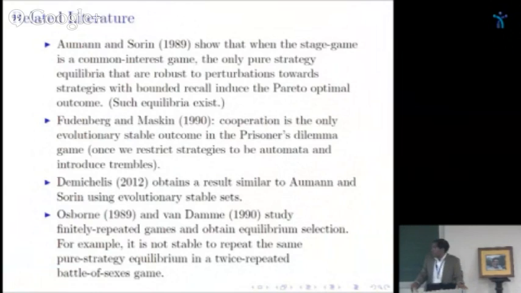And recently, I think they have extended this result by relaxing some of the assumptions. I don't know exactly the formal statement of the new result, but there is some extension recently as well. Similar to the Ohman-Soran result is a result by de Michaelis, which uses an evolutionary viewpoint to get a result that's similar to Ohman-Soran. Basically, you get the Pareto optimal outcome if you apply some notion of evolutionarily stable sets.